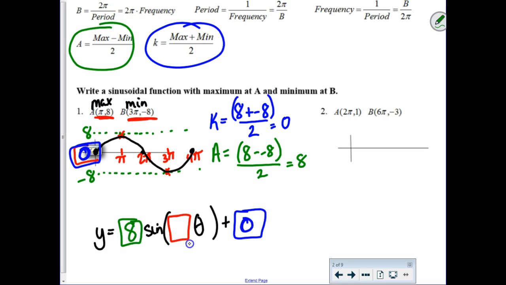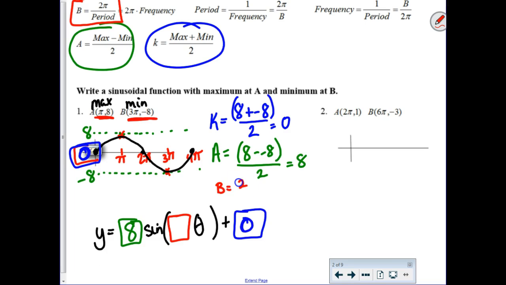All right, guys, there's just one more thing you have to find, and that's b. I have never asked you to find b. I've always given that to you from an equation, so we're kind of going backwards now. Now look back at your formulas. How do you find b? 2 pi divided by period.